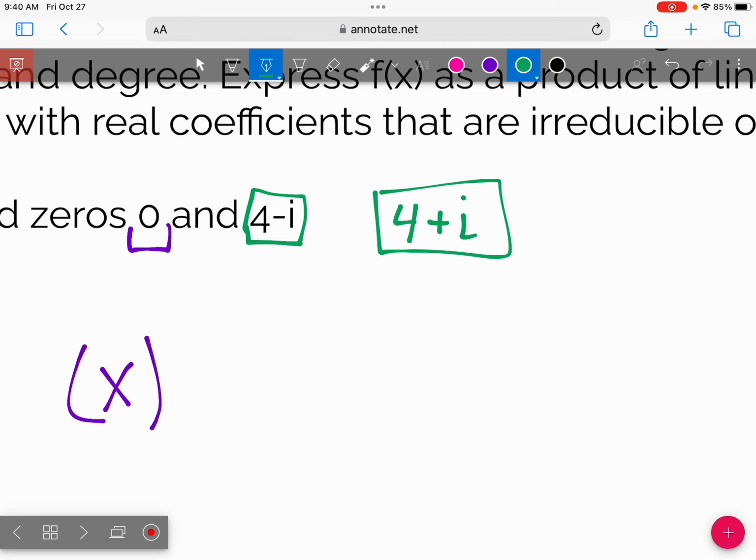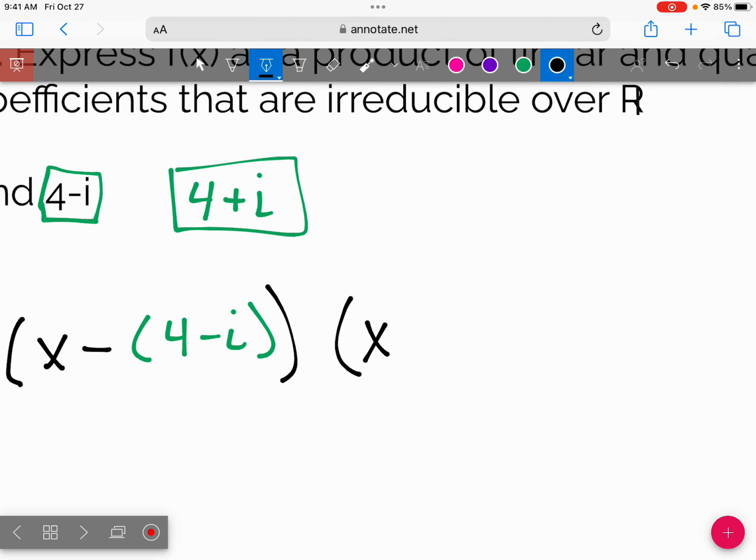So if 4 minus i is a root, 4 plus i is a root. And we're going to set them up just like we do our normal polynomial roots. X minus 4 minus i and x minus 4 plus i.